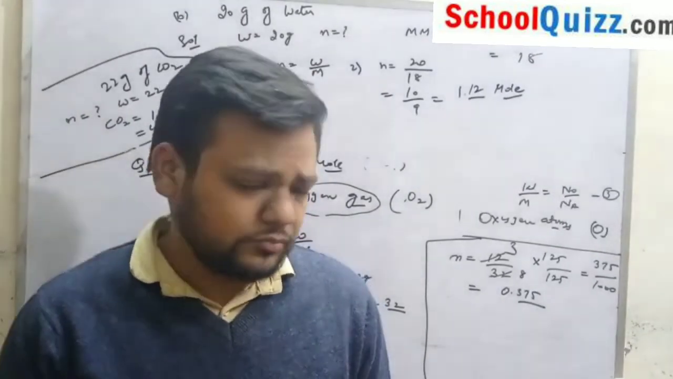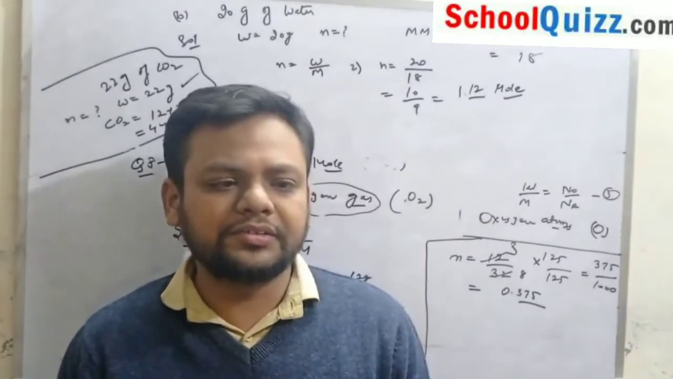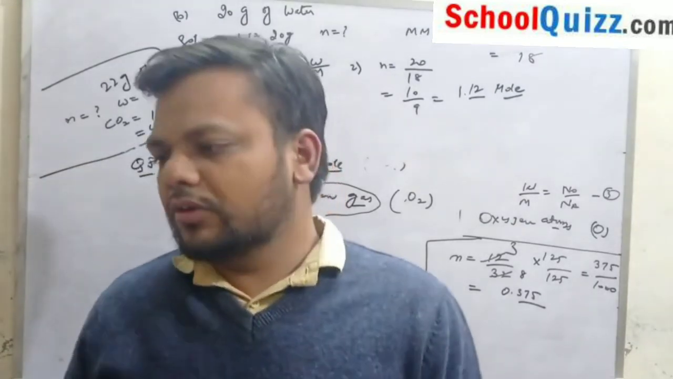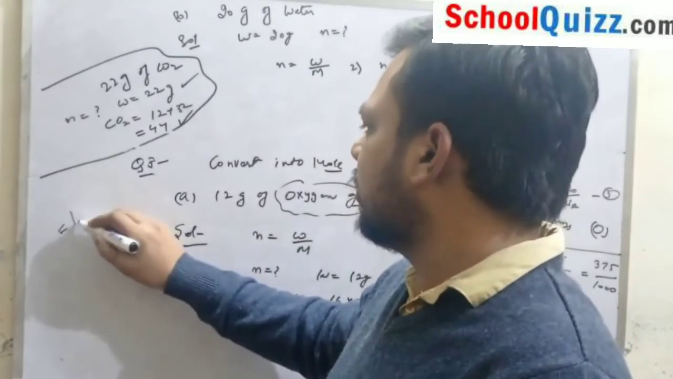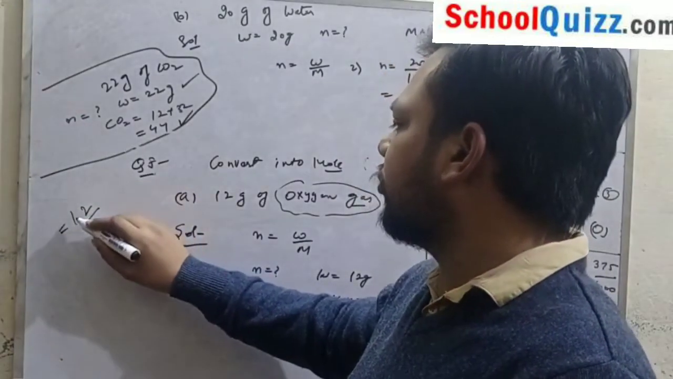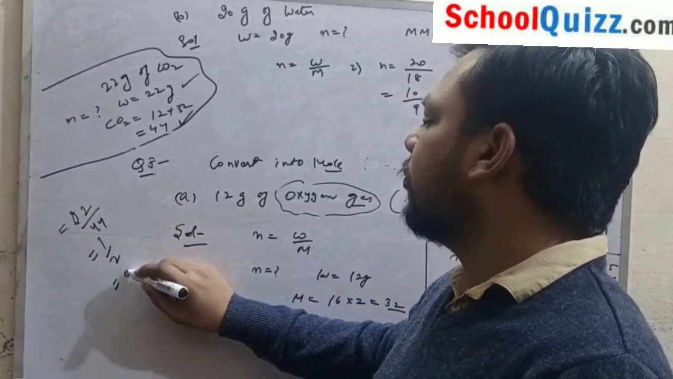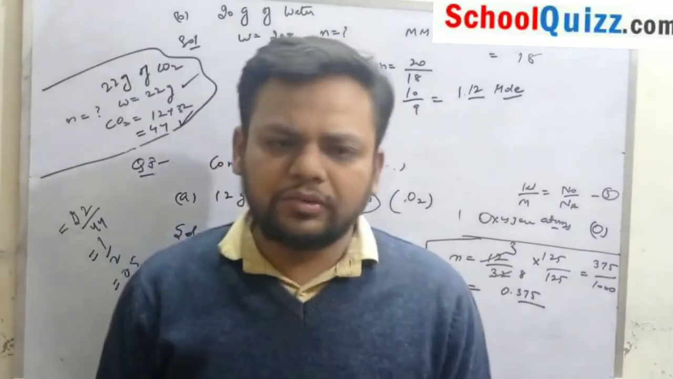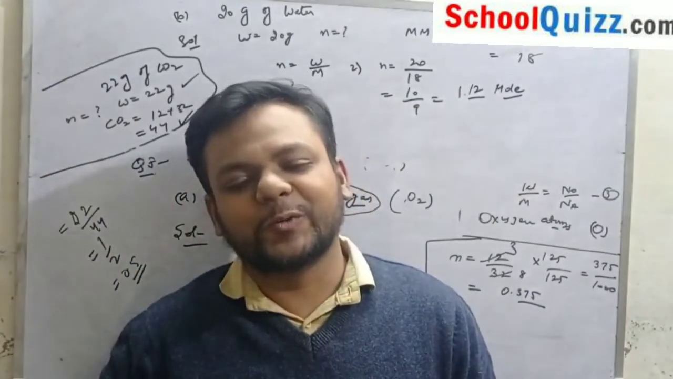And that's all about today's topic, NCERT questions 5 to 8. I will solve it here: 22 upon 44 will be 1 by 2, equal to 0.5. So I have covered my topic, 5 to 8 NCERT questions. That is all for today's video.